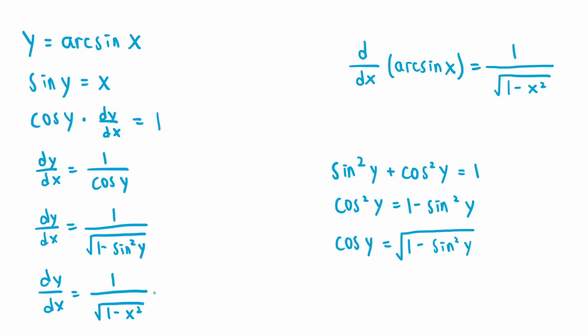The proof of the derivative of arccosine of x is very similar, and the result is only off by a constant multiple of -1.